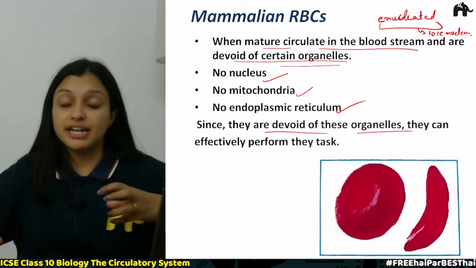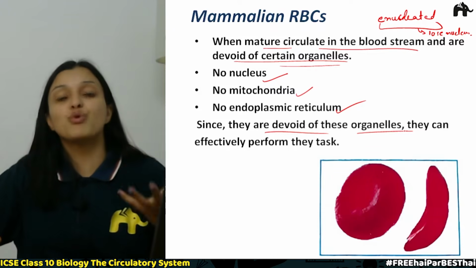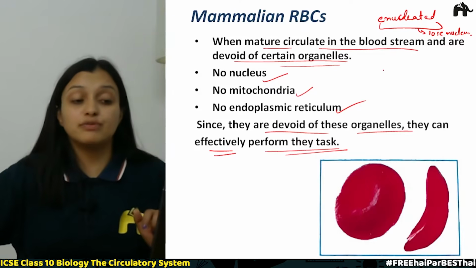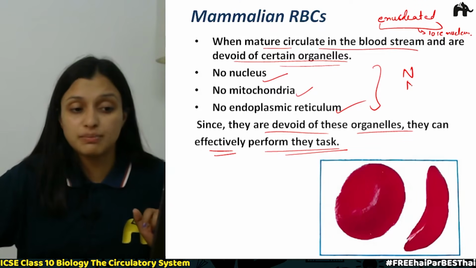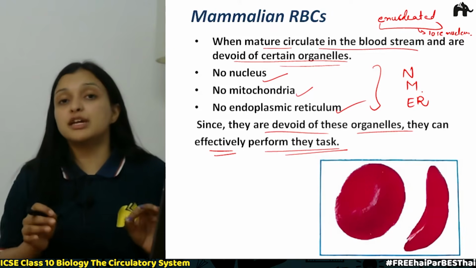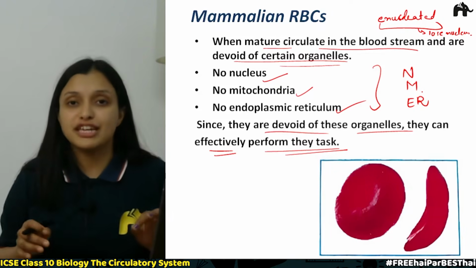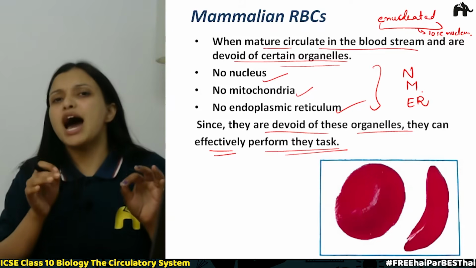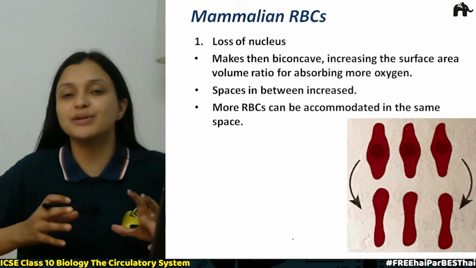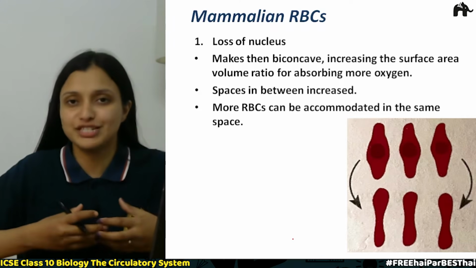Clear? Though they are deficient in these organelles, they are still more efficient and can perform their functions effectively, even though they are devoid of nucleus, mitochondria and endoplasmic reticulum. So let's see how they do it. What happens when there is no nucleus? How does that help in efficient oxygen transport?